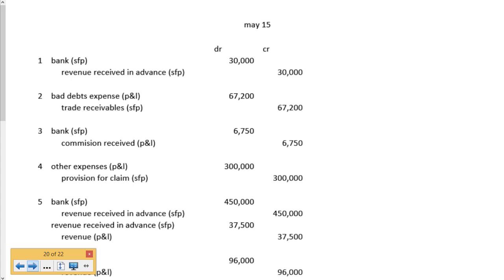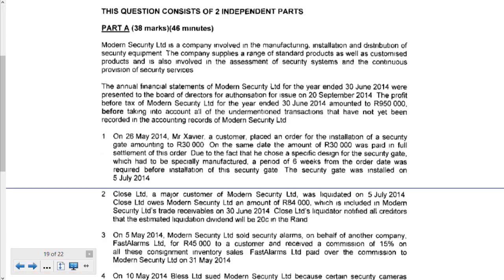We only need to account for the commission received, and it goes debit bank, credit commission received. Or it can go revenue, whichever one. Commission is revenue, so you can either call it commission or revenue, for 15% of that balance. Okay.